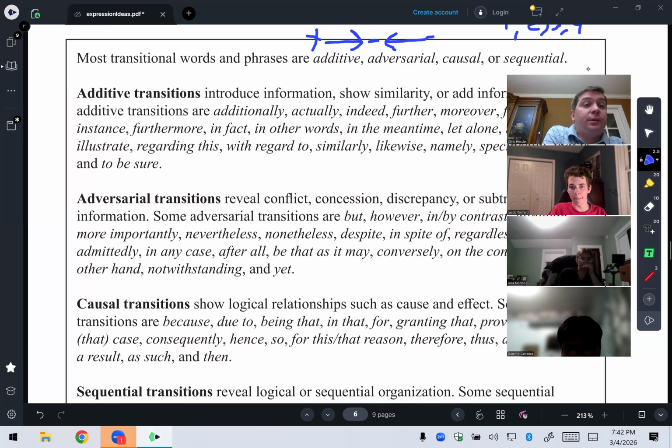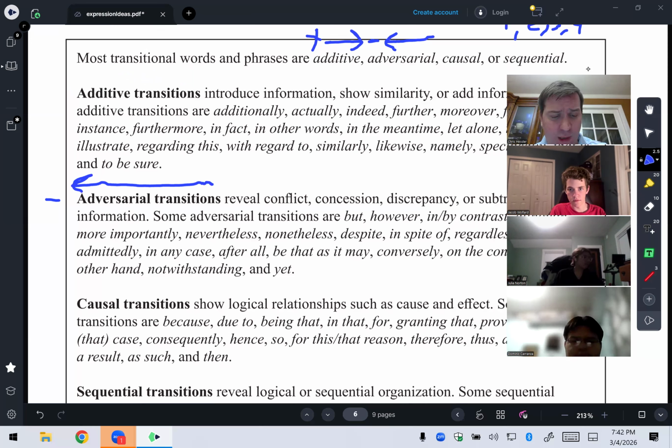They subtract things and they move us in the opposite direction. They allow us to do a complete 180 if we need to. But maybe I just want to make a small concession or illustrate a discrepancy. They all subtract things though. Some adversarial transitions are but, however, in contrast or by contrast, although, more importantly, nevertheless, nonetheless, despite, in spite of, regardless, rather, admittedly.